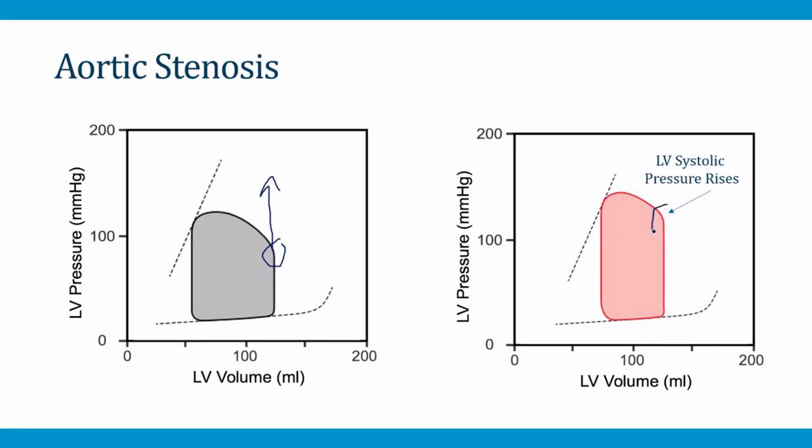The LV systolic pressure rises because of the stiff aortic valve. When the valve finally does open, blood starts to leave the ventricle, but then it hits this end systolic pressure volume relationship line sooner than it otherwise would and starts to go down. And that leads to a narrower stroke volume like you can see here. Remember, the narrower the pressure volume loop, the lower the stroke volume. So that's what happens in aortic stenosis: higher afterload causing a reduction in the stroke volume.